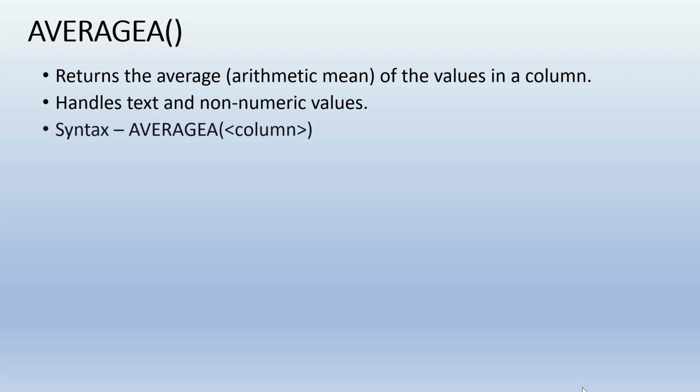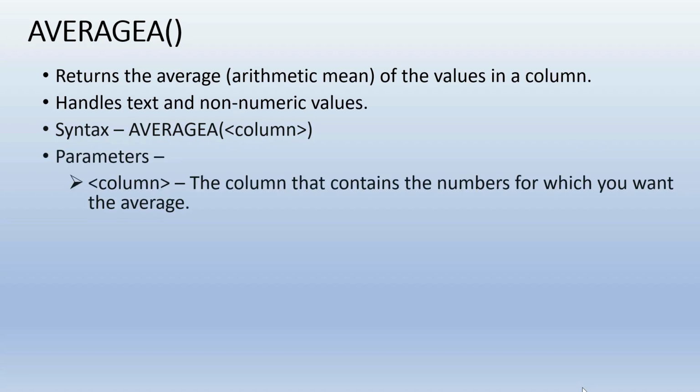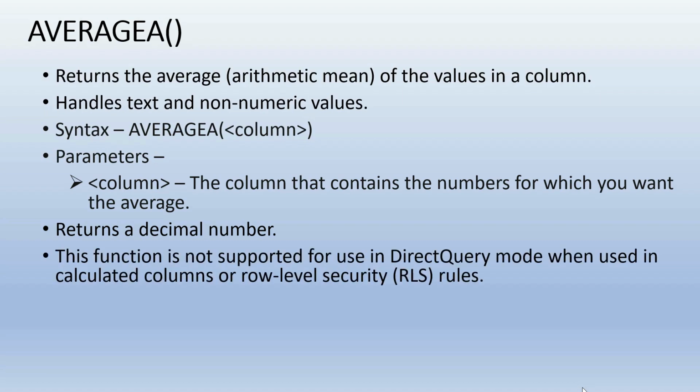Next we have the syntax: AVERAGEA, and we have to pass the numeric column. The same syntax as the AVERAGE function, right? It has only one parameter, the numeric column that contains the numbers for which we need to calculate the average. Point to note here is it returns a decimal number, and this function is again not supported for use in DirectQuery mode when it is used in calculated columns or RLS rules, right?